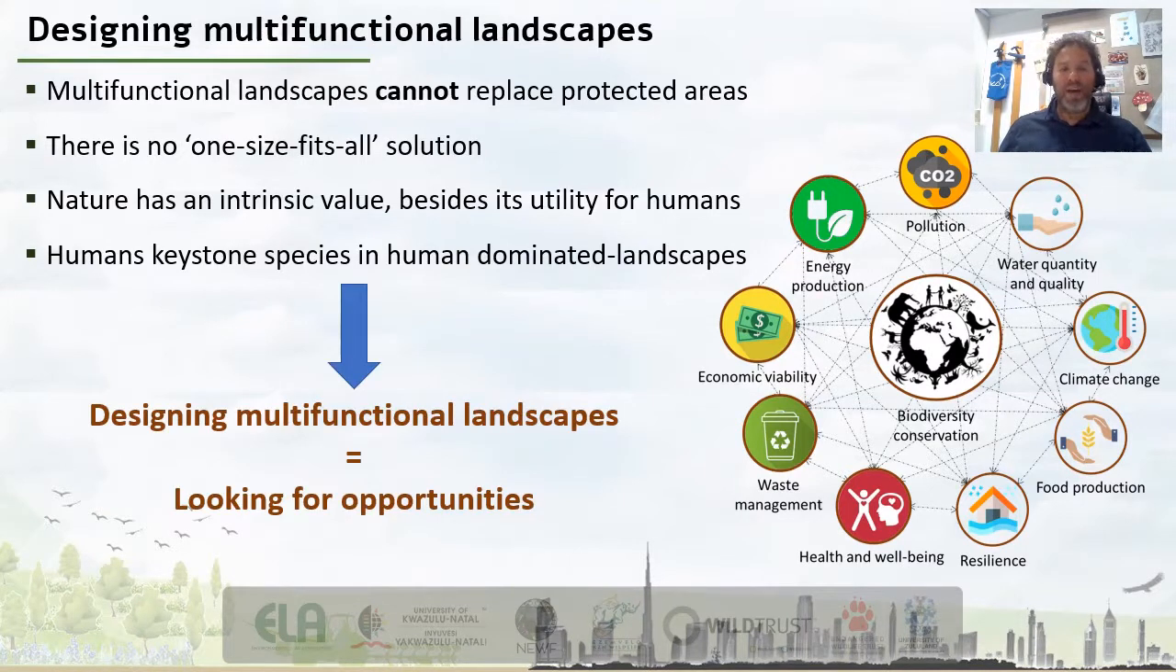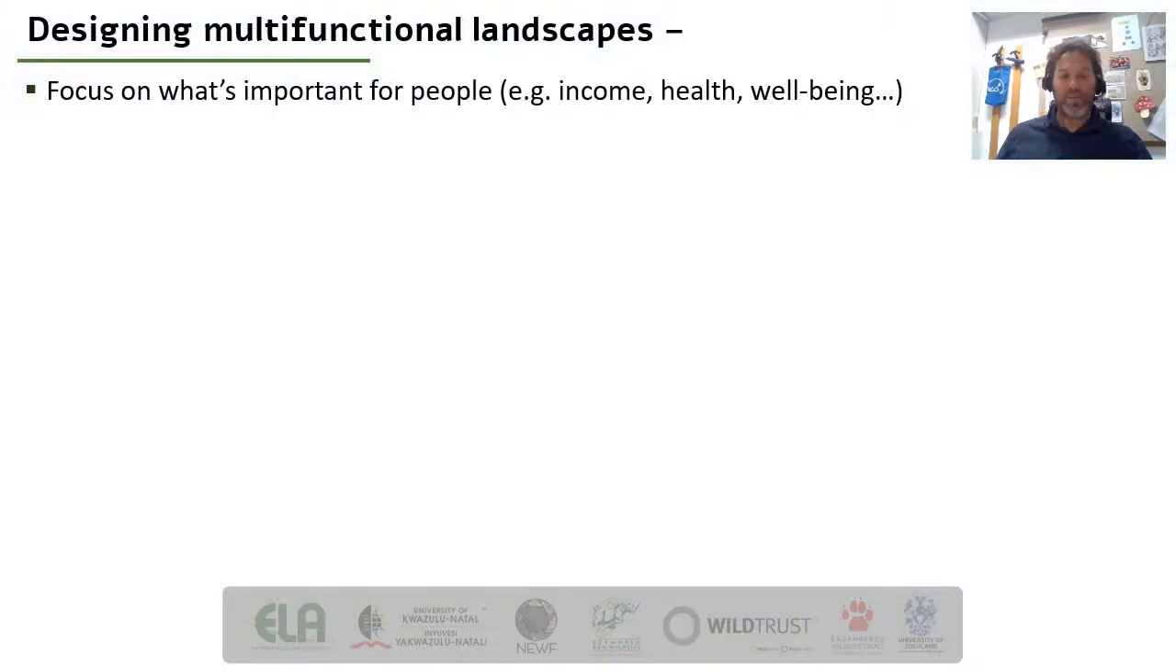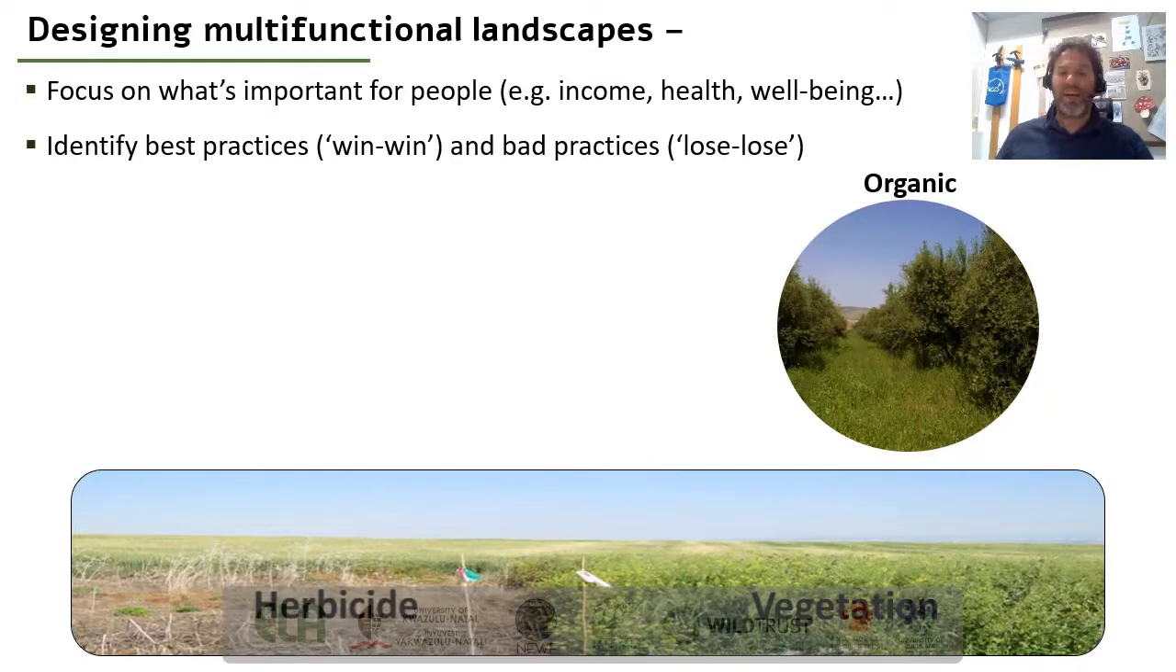And therefore, in this case, because it's so complex, because there are so many trade-offs and conflicts, we need to look for opportunities. And in this talk, I looked for opportunities and focused on what is important for people. Income, health, in different contexts will be something slightly different. We need to identify best practices like the organic orchards or like the vegetation in the tomatoes, a win-win or a lose-lose, and improve practices.